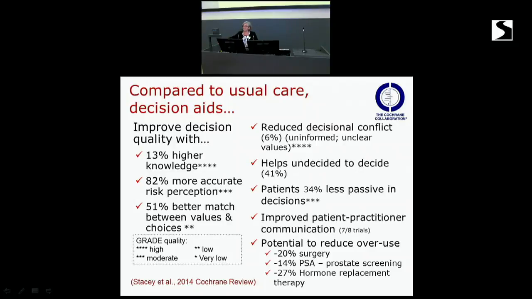Decision aids reduce decisional conflict, particularly in the subscales of uninformed and unclear values. It helps the undecided decide. In my presentation this morning, I talked about the 34% less passive indecisions. It improves the patient-practitioner communication in 7 out of 8 trials. In the 8th trial, there was no difference between groups. And we also know that there's a potential to reduce overuse of surgery, prostate-specific antigen testing, and hormone replacement therapy.